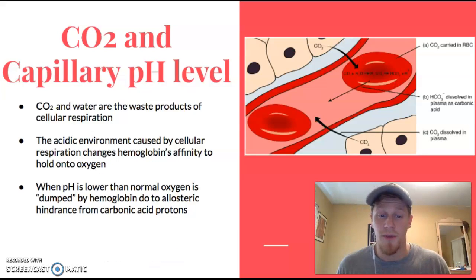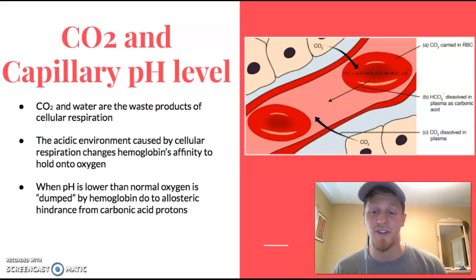So we all know the basics of the circulatory system. Oxygen-rich blood in the arteries is sent to the tissues, while oxygen-poor blood in the veins gets sent to the heart and lungs. As I said, the gas exchange necessary for cellular respiration occurs at the capillary level. So here is an example of the capillaries. And why this happens is hemoglobin is going to be allosterically inhibited by the acidic environment created by the waste products of cellular respiration, which we know are CO2 and water.